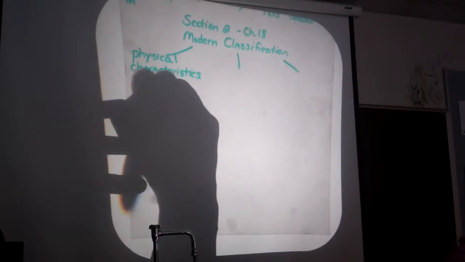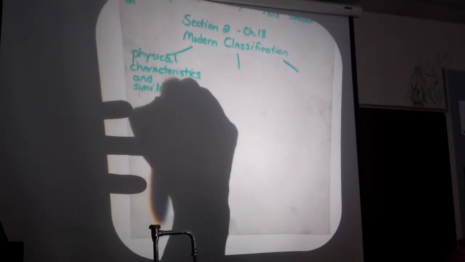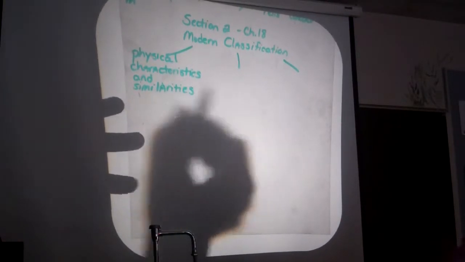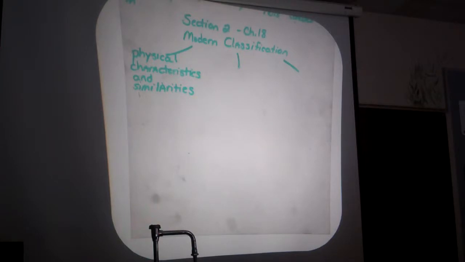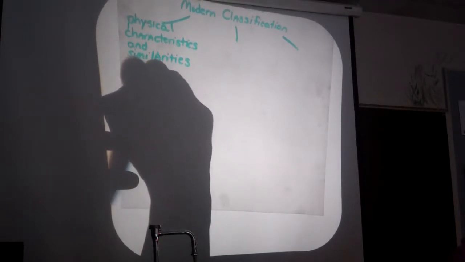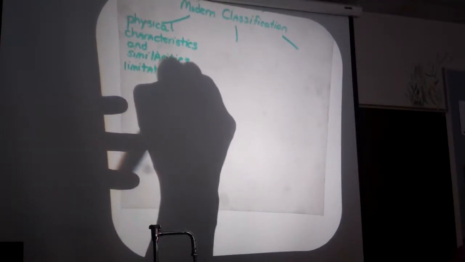physical characteristics and similarities. In other words, and it makes sense, a long time ago they used to look at 2 organisms, and if they look alike and have the same features, they're probably related to each other. We should classify them together. And that kind of makes sense, but there's a big but in here, there are some serious limitations to this.